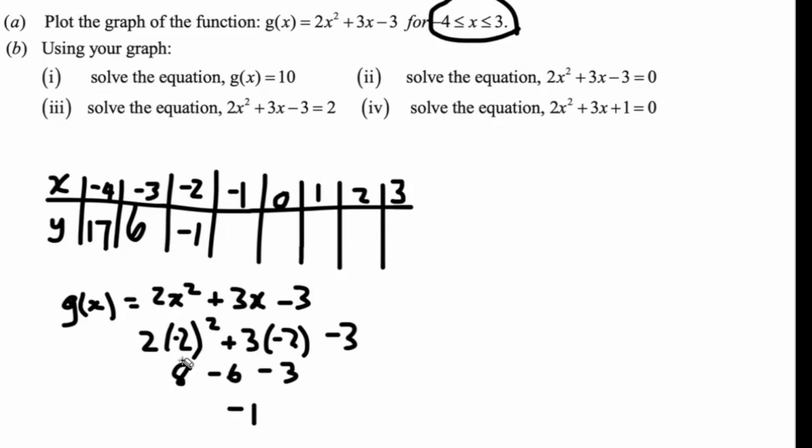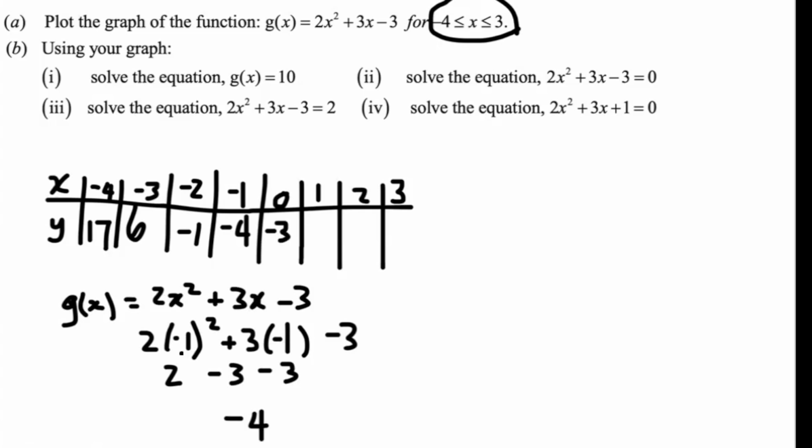Then we're going to do an x equal negative 1. So x equal negative 1, we have negative 1 squared is 1, 1 times 2 is 2, 3 times minus 1 is minus 3. So we have 2 minus 3 minus 3, that's negative 4. When x is 0, all of this is gone, so you're just going to have a negative 3 here.